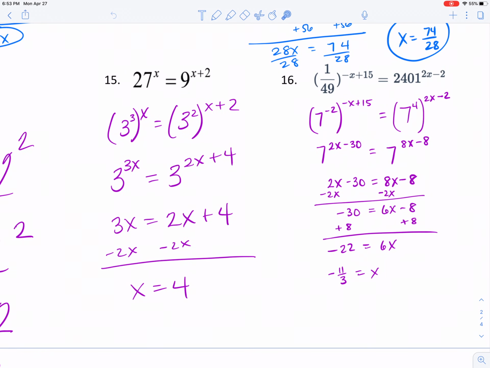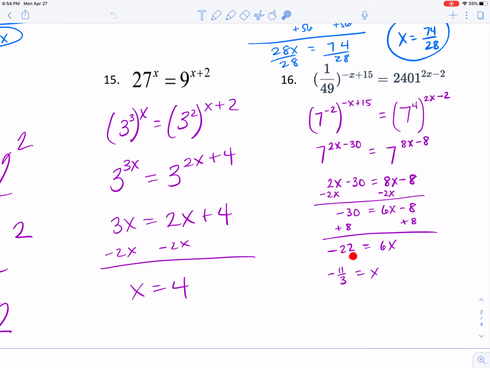The last one was more challenging. 1 over 49 and 2,401 were both able to be written as powers of 7. 49 is 7 to the 2nd power, so 1 over 49 would be 7 to the negative 2nd power. And then I brought down the exponent that was there. 2,401 is 7 to the 4th power, and then I brought down the exponent that was there. Multiply the inside and outside powers. Then I was able to drop the bases, set the exponents equal, and I ended up with an answer.